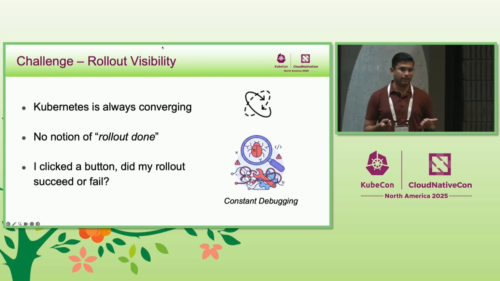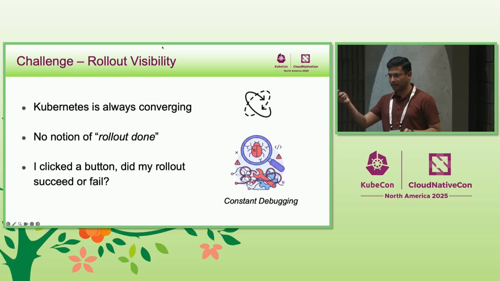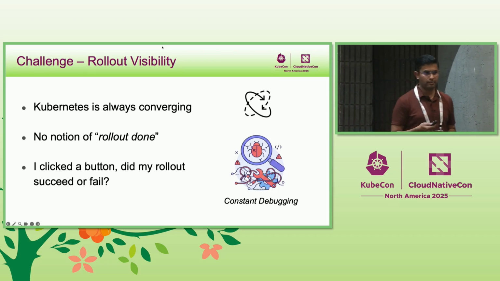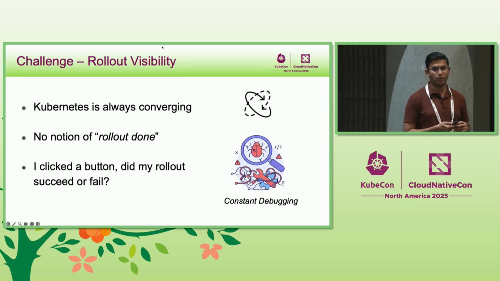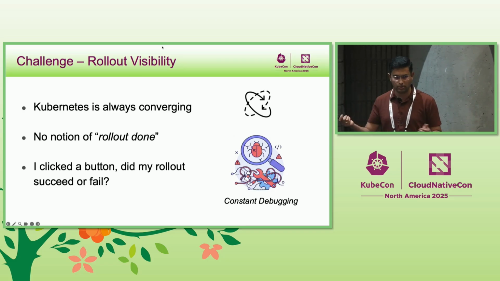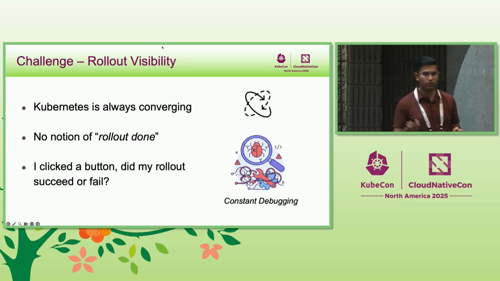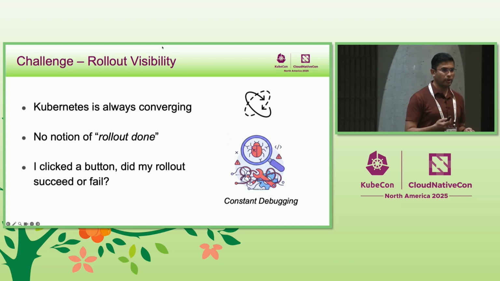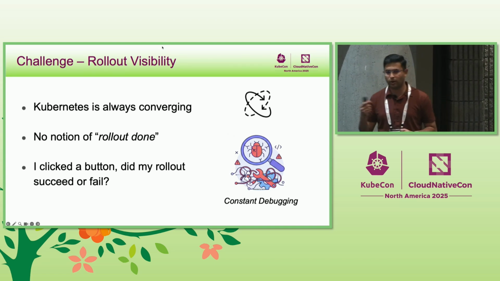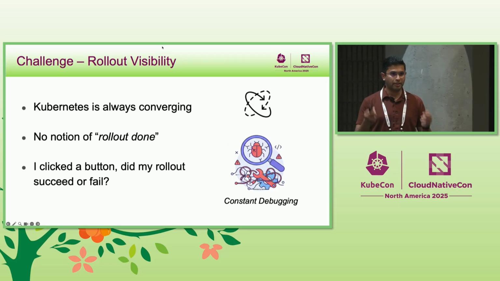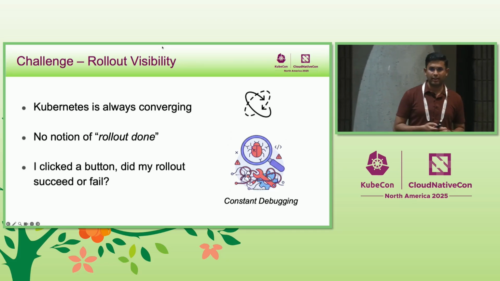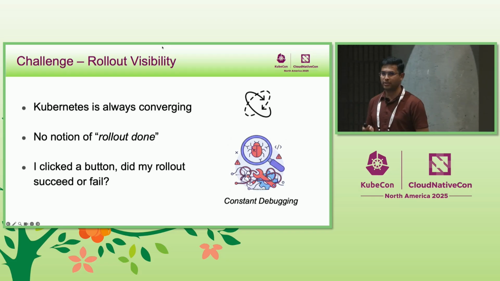In other words, if Alice asked a simple question, I click deploy on some UI, did the rollout succeed or fail? Answering that is not a simple yes or no question. That means you need to look up YAML files, look up events, look up logs, and imagine thousands of engineers doing this scratch investigation all the time. This means the team, Alice and Bob, are in a state of constant debugging. And that's operationally expensive and not sustainable.